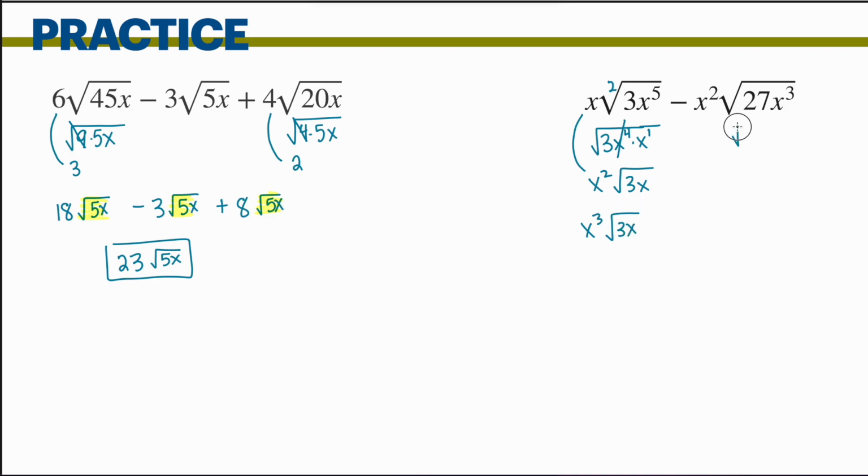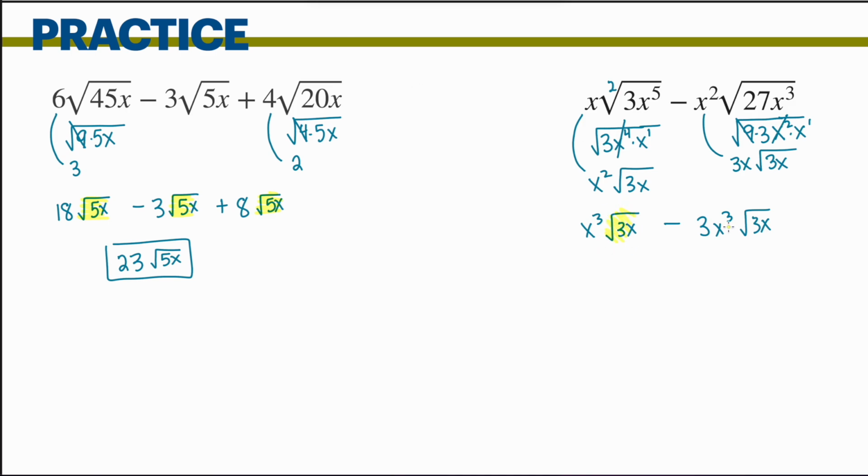Square root of 27 is 9 times 3. And then again, x cubed becomes x squared times x, because 2 plus 1 is 3. The square root of 9 is 3. X squared also becomes an x. And then I'm left with a 3. I'm left with an x. And you can multiply anything on the outside. X squared times x gives you x cubed and the square root of 3x.